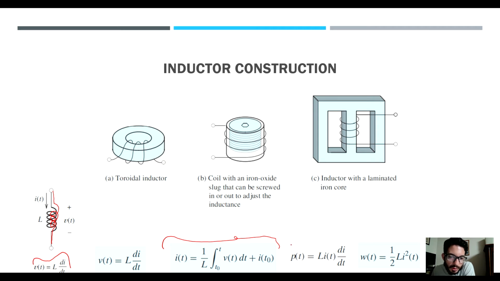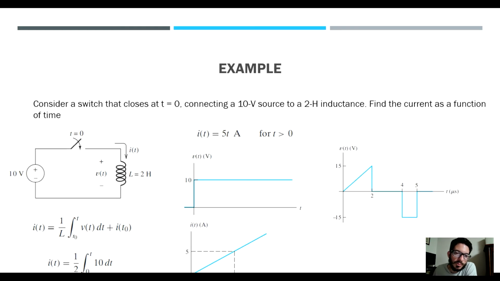Okay, power can also be computed, and it's basically the derivative of the current with respect to time, times the current, and times the inductive constant. The stored energy in the element can also be computed as half of the inductive constant times the current squared.